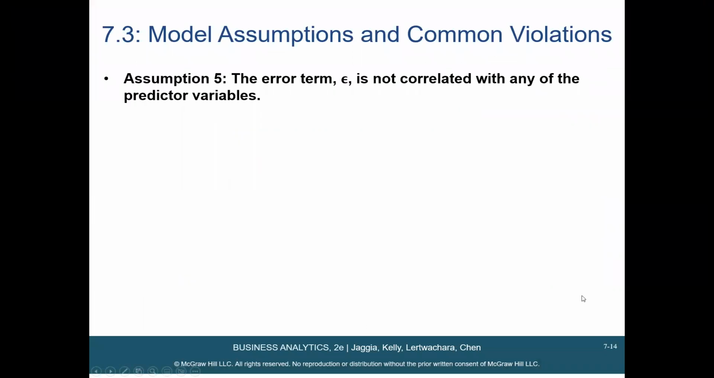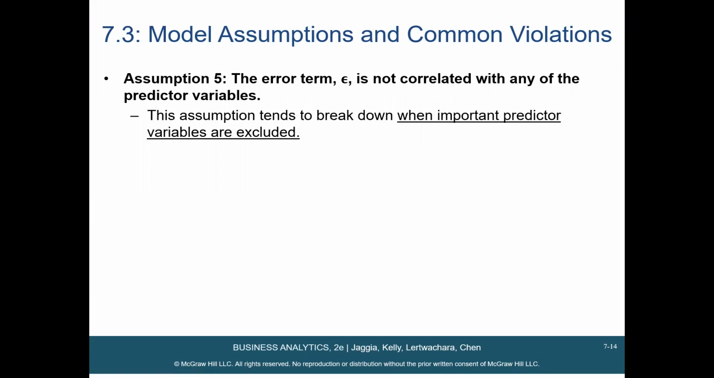The next assumption is that the error term epsilon is not correlated with any of the predictor variables. And again, this is something you can see in the residual plots. And this tends to break down when an important predictor variable is excluded, or variables are excluded. Unfortunately, this assumption may not break down even when you have important predictor variables excluded.